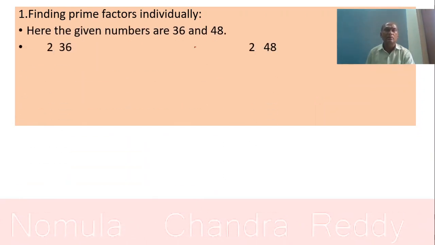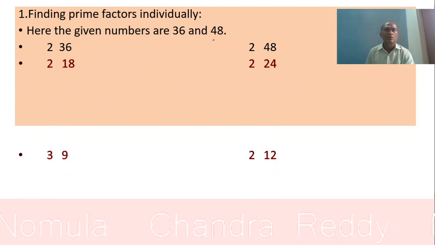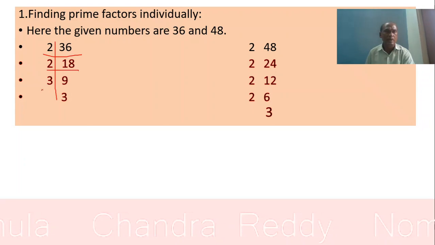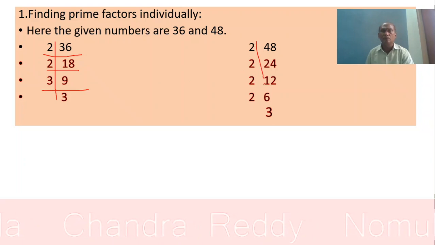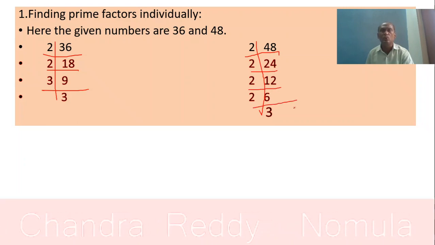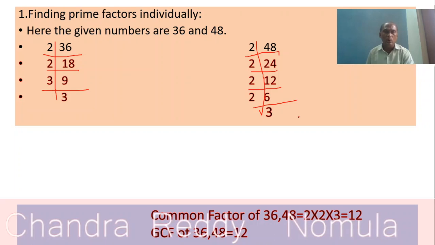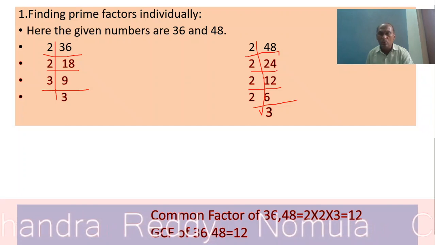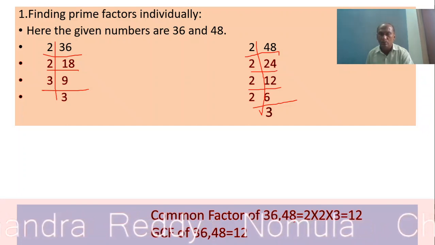Here given numbers 36 and 48. So here 2 18s are 36, 2 9s are 18, 3 3s are 9. Then 2 24s are 48, 2 12s are 24, 2 6s are 12, 2 3s are 6. Now common factors of 36 and 48 are 2 into 2 into 3, which is equal to 12.